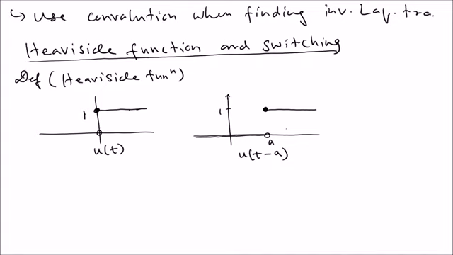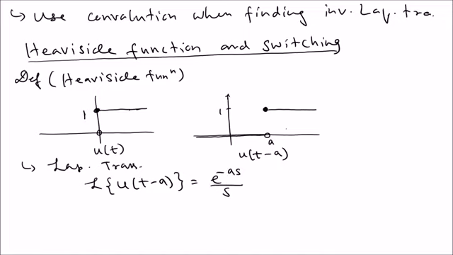Now the Laplace transform of those. We have the Laplace transform of the Heaviside function. The Laplace transform of u(t minus a) equals e to the minus a s over s. So that's one. It's very useful, and it's very easy to show this one. Just use the definition.